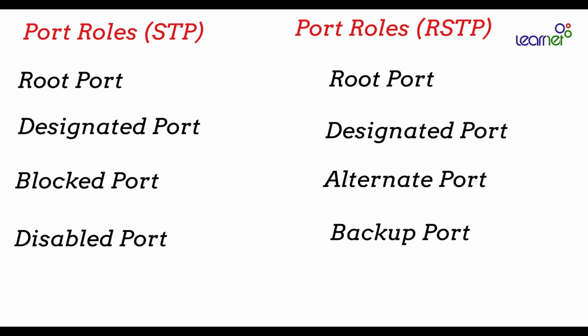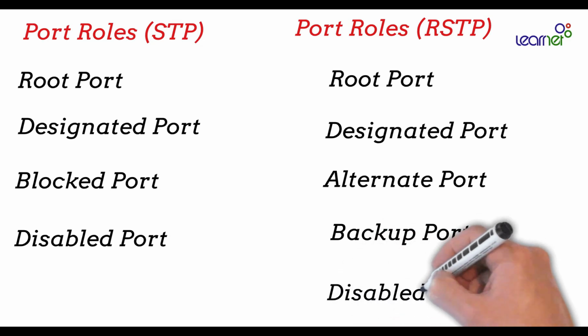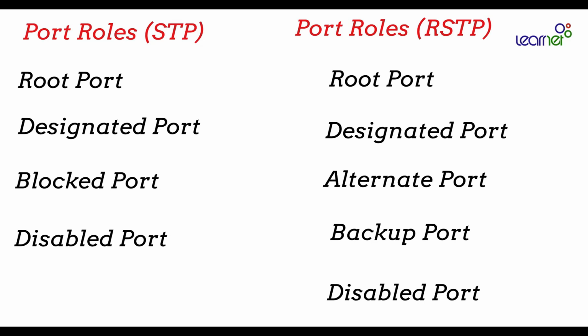Backup port, which is also known as backup designated port. This role is seen when a hub is present in the network and the switch detects its own designated port BPDUs on another port. And then the switch blocks this redundant path and designates the port as a backup or backup designated port. Lastly, the disabled port role in RSTP is the same as STP, where the interface is manually shut down by the administrator.